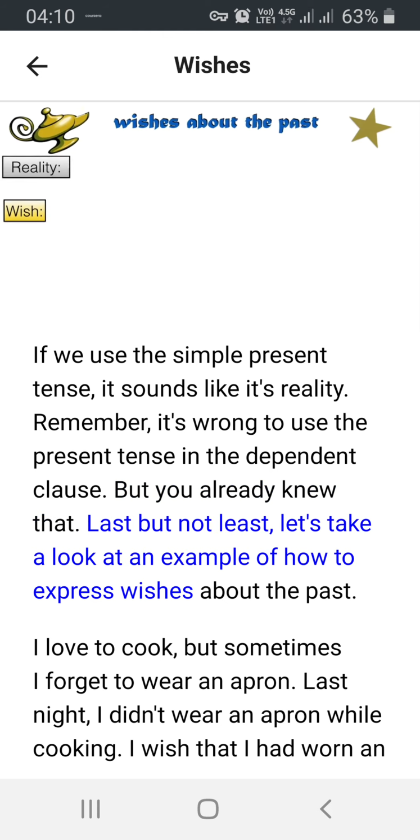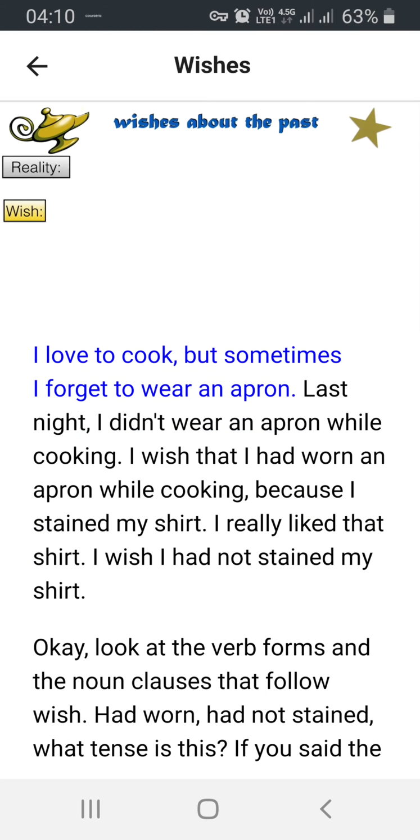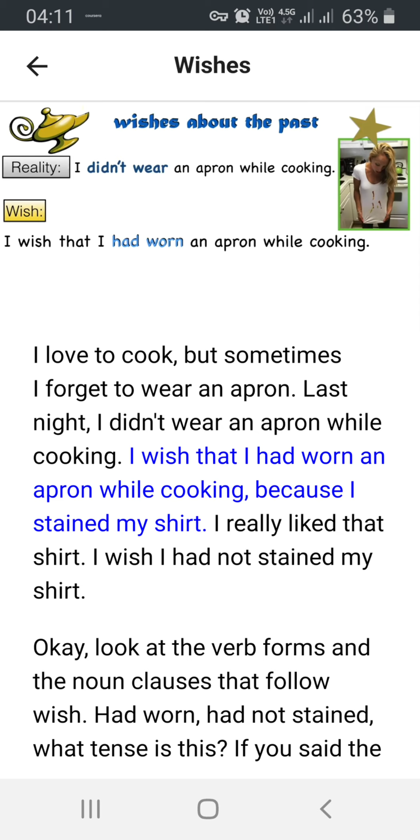Last but not least, let's take a look at an example of how to express wishes about the past. I love to cook, but sometimes I forget to wear an apron. Last night, I didn't wear an apron while cooking. I wish that I had worn an apron while cooking because I stained my shirt. I really liked that shirt. I wish I had not stained my shirt.